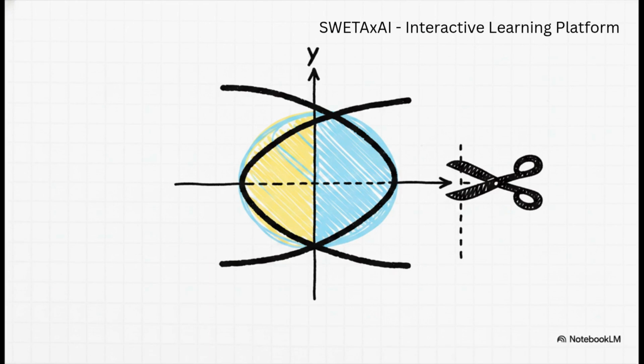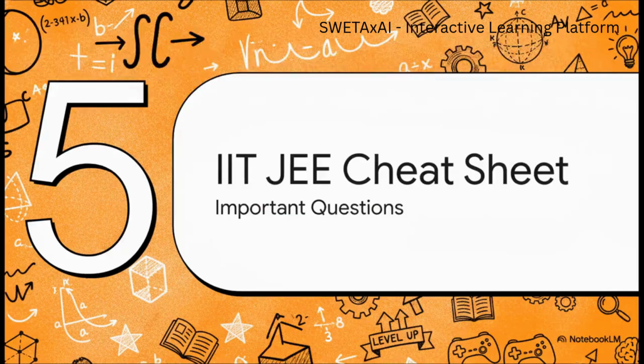To find the actual physical area, you take the integral of the absolute value of f of x. This just makes sure that those negative areas dipping below the x-axis are counted positively. And what if you need the area trapped between two distinct curves? Super simple. You just integrate the upper curve minus the lower curve over that interval, top minus bottom, and you've got your exact area. And finally, level 5, the IIT JEE cheat sheet.